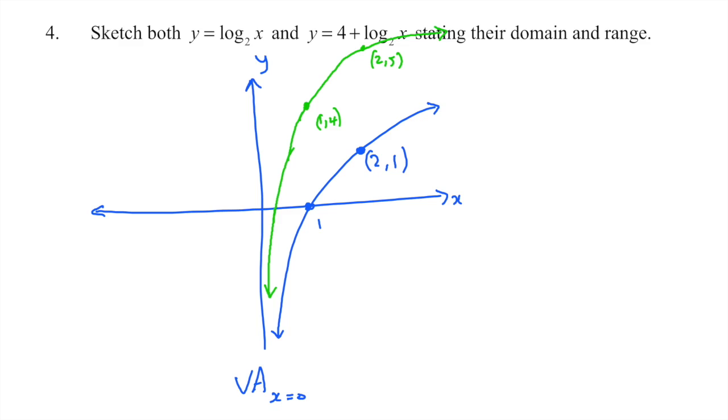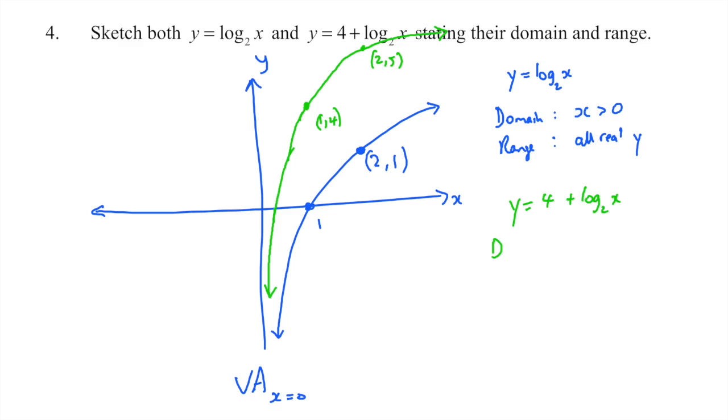So for y equals log to base 2 of x, the domain is x is to the right of 0. The range, all real y, because it goes up and down forever and it must be to the right of the y-axis. But for my green graph, the domain, x is greater than 0 as well. The range, all real y.